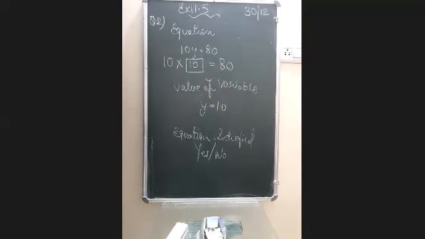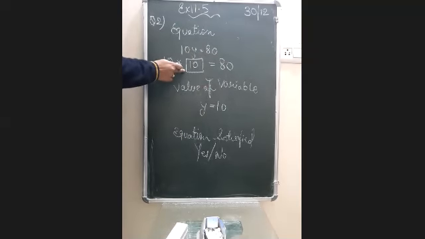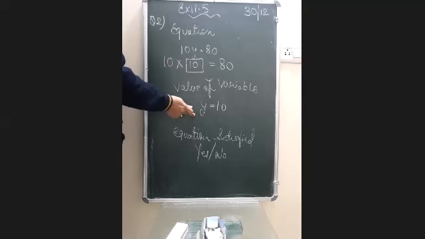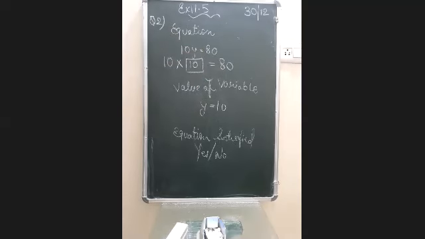Is it giving you 80? What do you say? Is it giving you 80? Yes or no? Please reply in the chat box. Not satisfied. How much should we get there? 80. Now remember, you have to do this. The value which is given in the question, you have to keep it in the place of the variable. If the left hand side and the right hand side are equal, it means the equation is satisfied, and if not, then the equation is not satisfied.